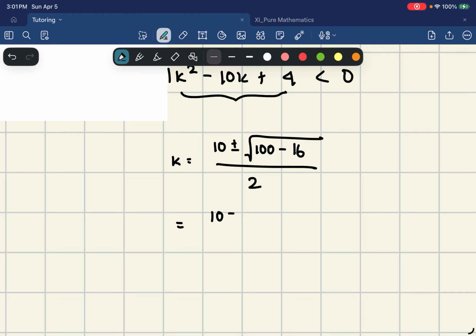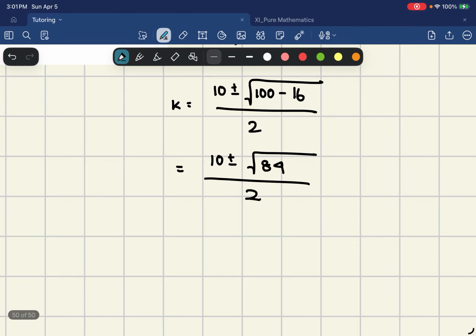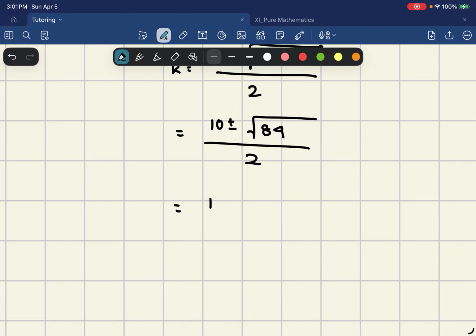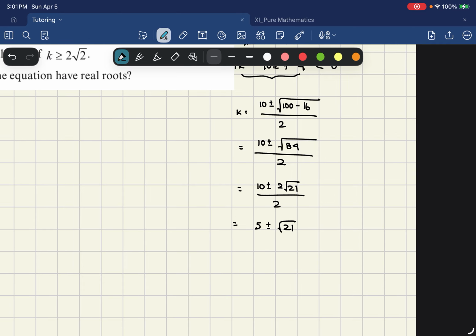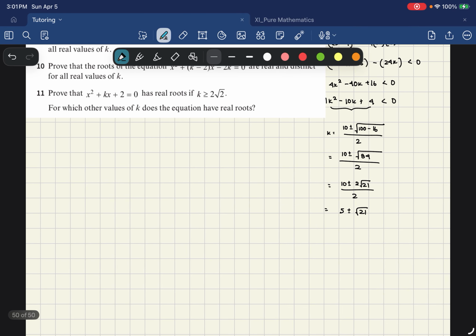So k is 10 plus or minus the square root of 100 minus 16. That is 84, over 2. Now 84 is just 4 times 21, and then 4, when you take the square root, is 2. So 10 plus or minus 2 root 21 over 2, so I have 5 plus or minus square root of 21. All right, so 5 minus square root of 21, that is still positive, right?